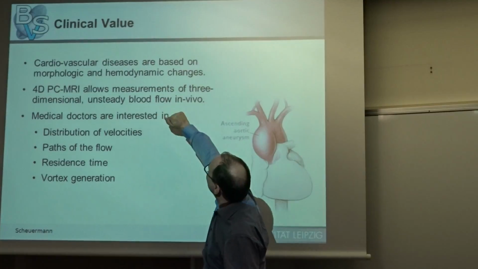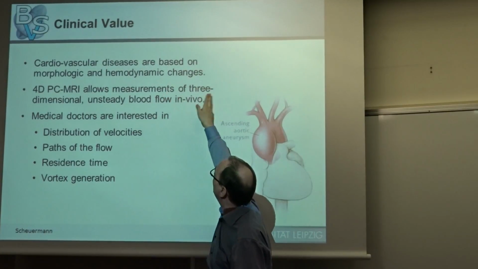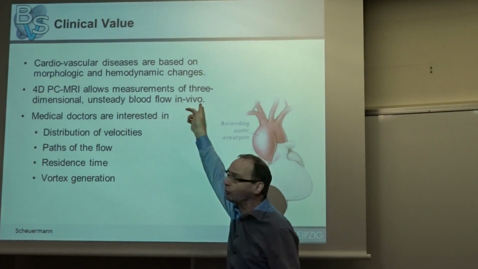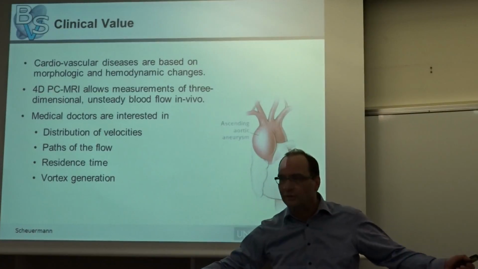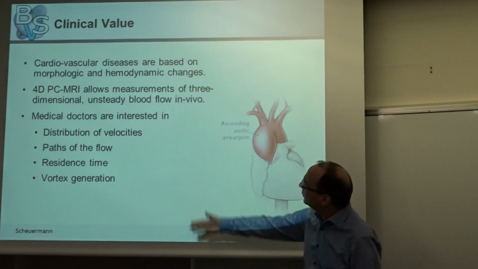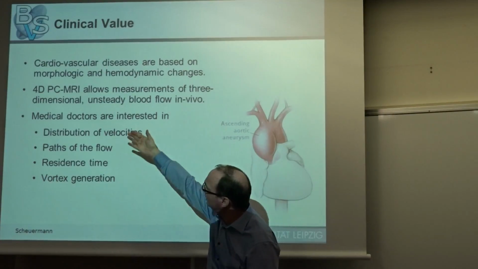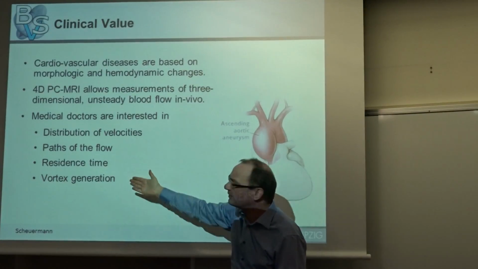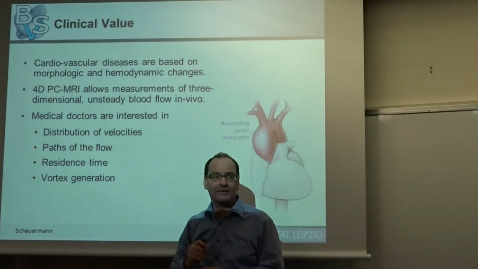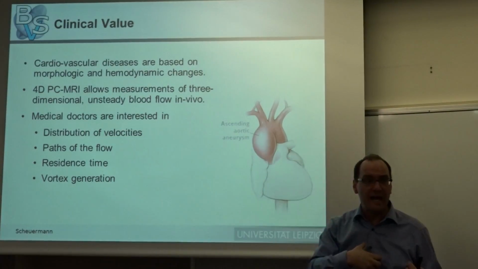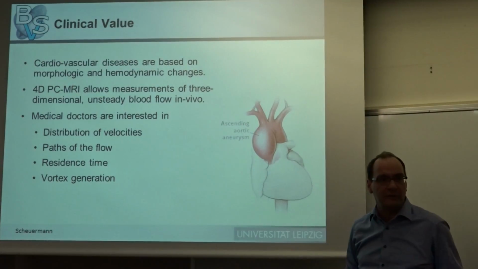PC-MRI is now interesting because it allows measurements of 3-dimensional unsteady blood flow in vivo without doing any harm to the patient except for the magnetic fields. So the medical doctors are interested in the distribution of velocities, paths of the flow, residence time, and vortex generation, because all this interacts with the morphology and the body adapts. And you want to see if things are okay or not.